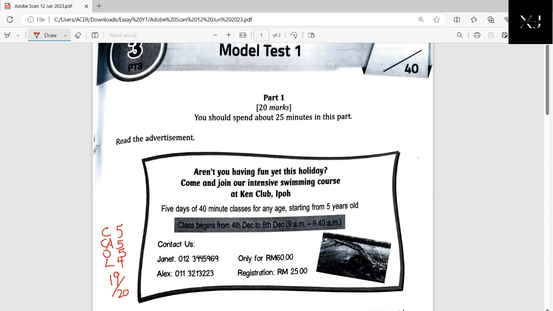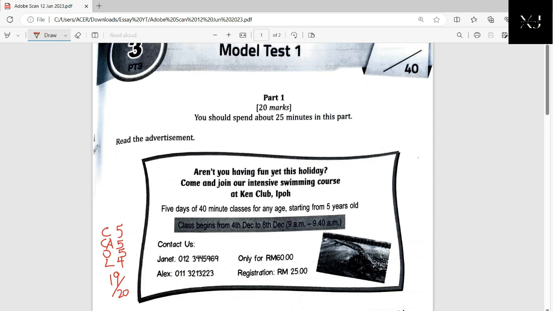So let us move on and take a look at what this advertisement is about. Are you having fun yet this holiday? Come and join our intensive swimming course at Can Club Ipoh. 5 days of 40 minutes classes for any age starting from 5 years old. Class begins from 4th of December to 8th of December, 9 a.m. to 9:40 a.m. Contact us at this number. The fees and the registration.